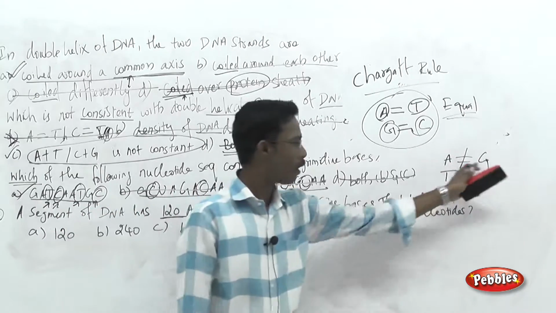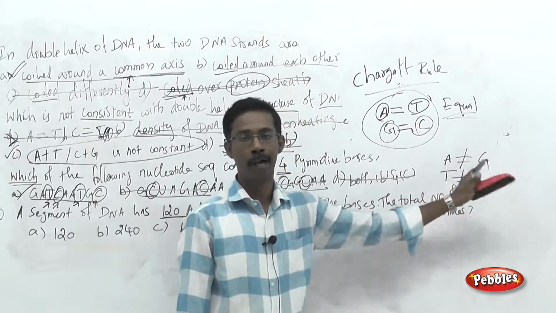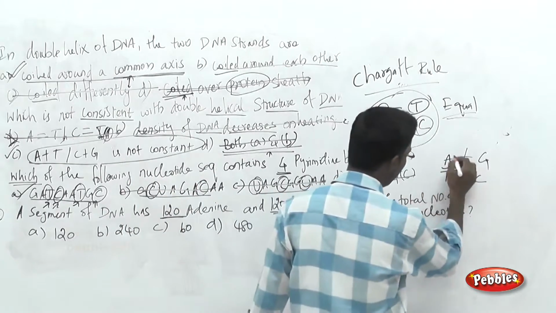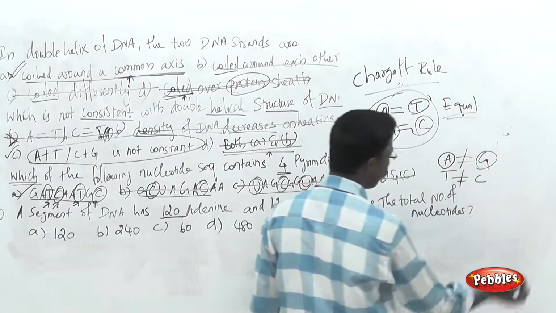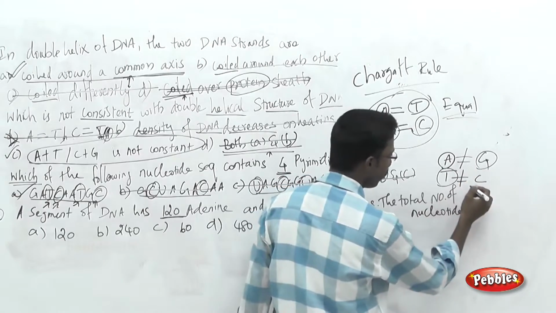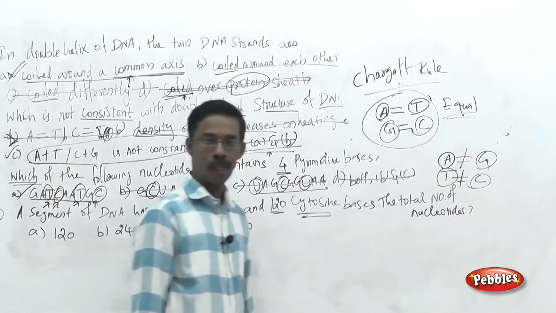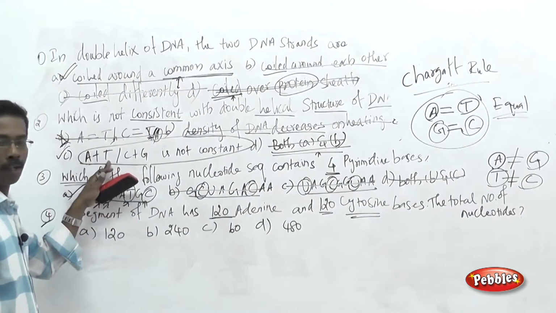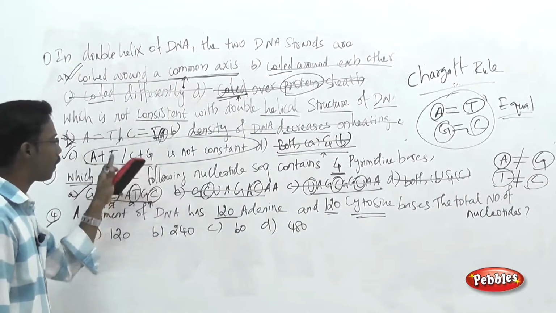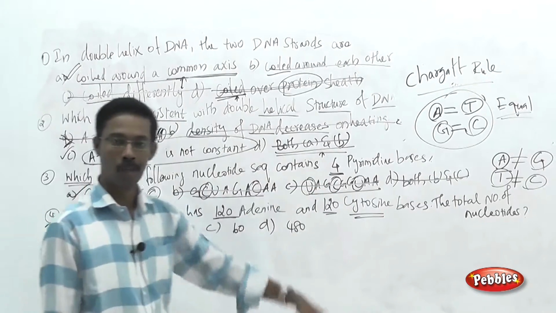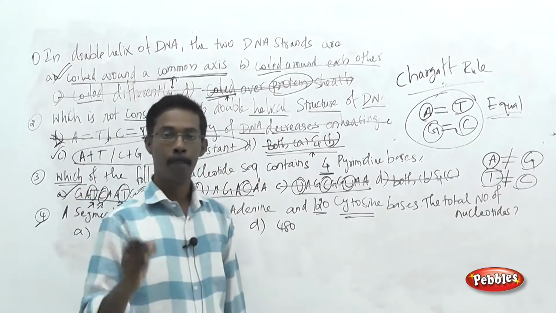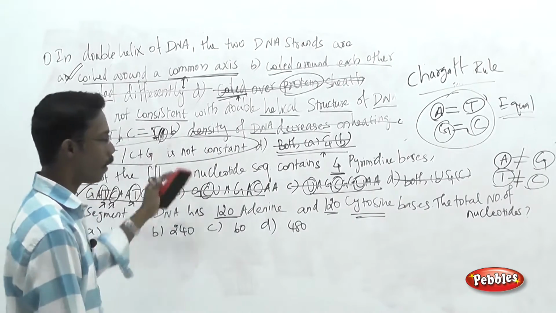Why? Because they are not going to make hydrogen bonds with each other. Okay, so the number of adenine may differ from the number of guanine. The number of thymine may differ from the number of cytosine. So that is what we have explained over here. The A plus T content and C plus G content is not constant for the particular species. Of course, we can identify the species based on a particular ratio.